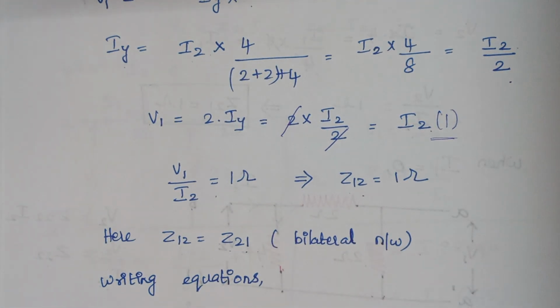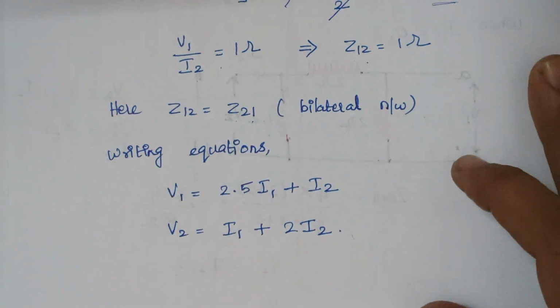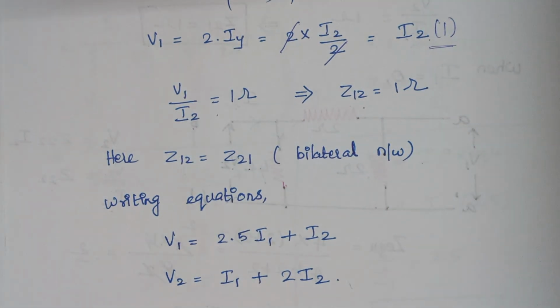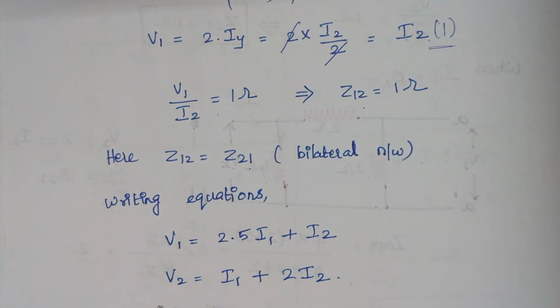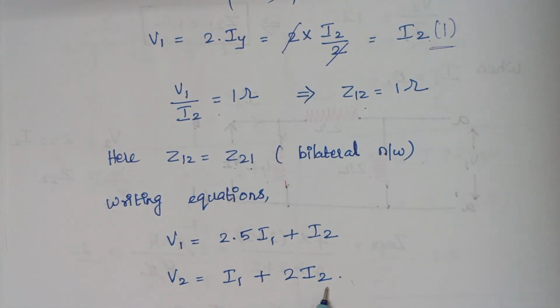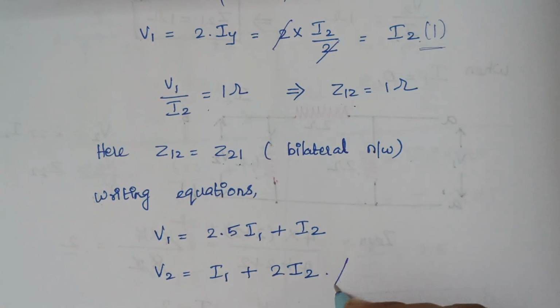So when you write the equations finally, you see V1 is 2.5 I1 plus I2 and V2 is I1 plus 2 I2. Right, we have just substituted in the equations.